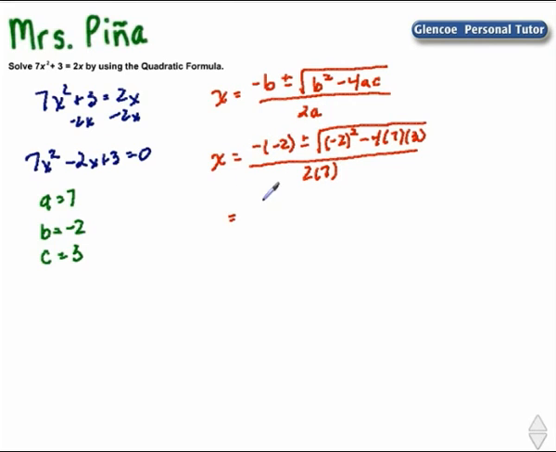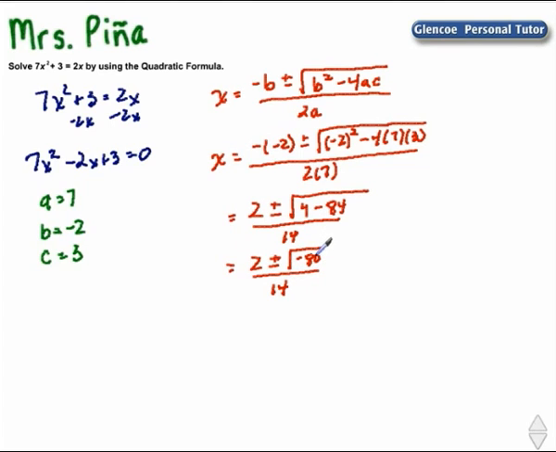The opposite of negative 2 is 2, plus or minus the square root. Negative 2 squared is 4, minus 4 times 3 is 12, times 7 is 84, so minus 84, all over 2 times 7 is 14. So this simplifies to 2 plus or minus the square root of negative 80, all over 14. I need to simplify the square root of negative 80.